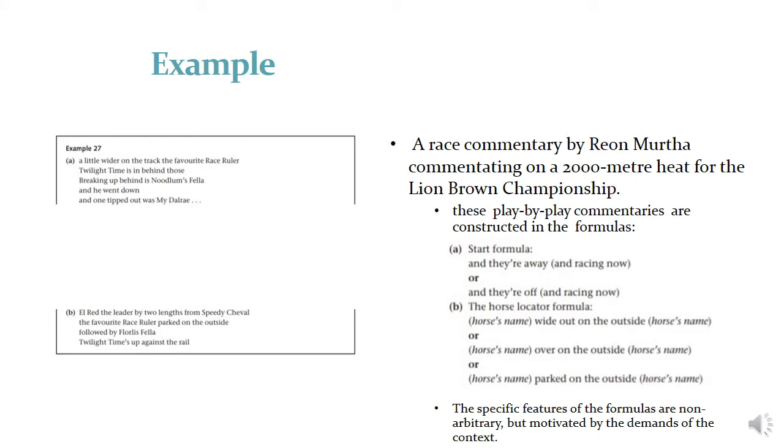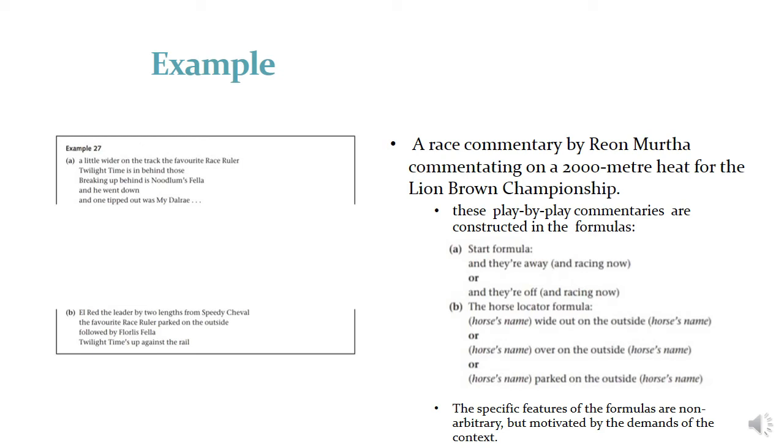Here is an example from Rayon Murta in his commentary on a 2000 meter heat for the Lion Brown Championship. From this example, it is an example of play-by-play commentary, a description of the ongoing race, which is constructed in a set of predetermined formulas into which the horses' names are inserted. It is again characterized by a narrow range of syntactic and lexical choices.